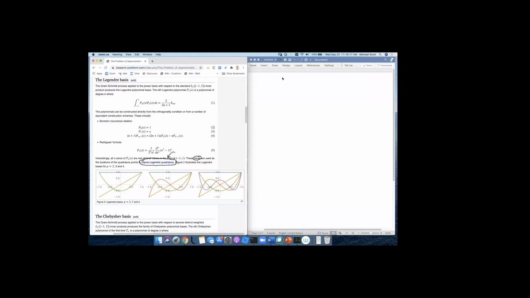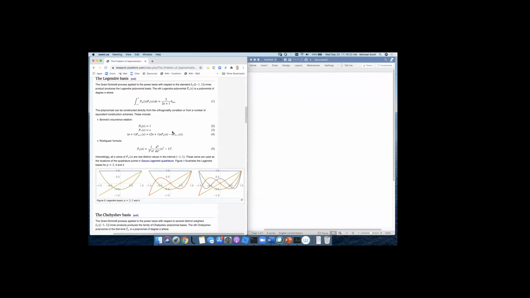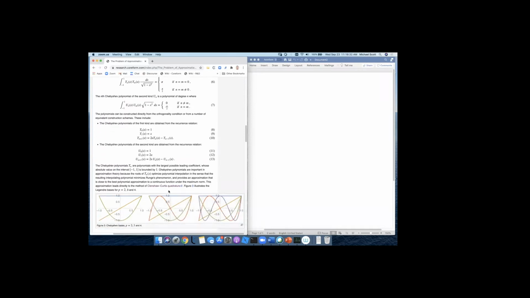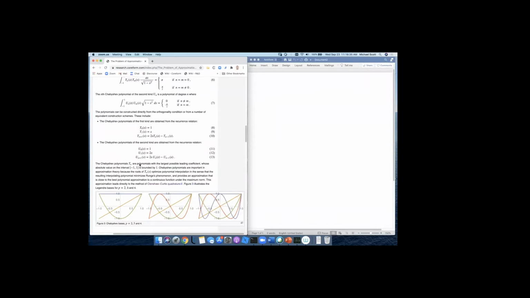Likewise for Chebyshev, which is even probably, I would say, a little more important than Legendre. Legendre is kind of a special case of a Chebyshev basis for a particular inner product. But it has these optimal properties, which I describe here, which says that the roots of the Chebyshev polynomials, in some sense, optimize polynomial interpolation. So it minimizes what's called Runge. I don't know if I've pronounced that right.